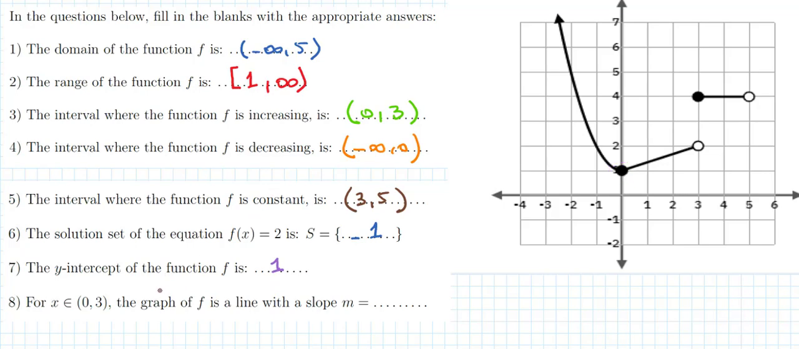Finally, in the last question, for x in the open interval 0, 3, the graph of the function f is a line with slope m, so we have to determine this value of m. First of all, we can see that the line here is increasing, so we deduce that the slope is positive. Also, we know that the slope equals rise over run. So if we take these 2 points at x equals 0 and x equals 3, we can see that the rise equals 1 and the run equals 3. So we deduce that the slope equals 1/3.